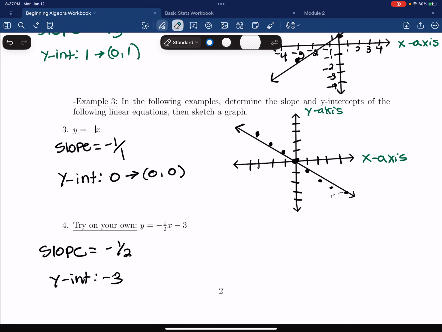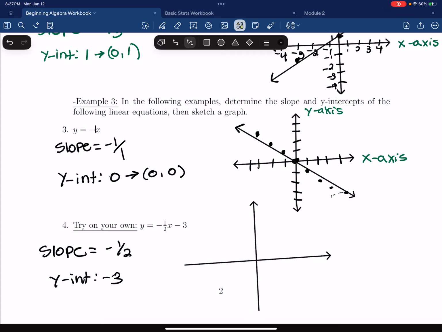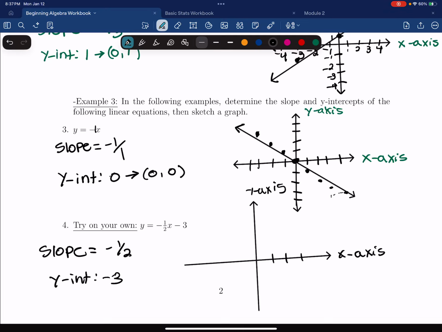Alrighty. So now, let's draw out the xy plane. Let's plot our y-intercept. This is our x-axis, y-axis. 1, 2, 3, 4. 1, 2, 3, 4. Okay. So our y-intercept is at the point -3, so it's going to be at the point (0, -3). So we're going to go down by 3.